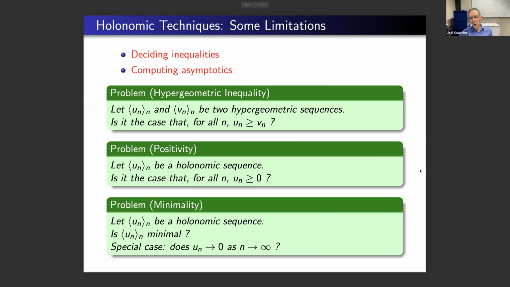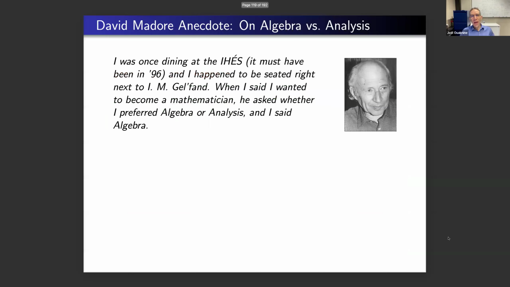And the third problem is the so-called minimality problem. I've not yet defined minimality. I will in a second, but just humor me for the time being. Let again u_n be a holonomic sequence, and now I ask, is it minimal? And as a special case, does u_n tend to zero as n tends to infinity? So again, this is an asymptotic type question you might ask. Now, all these questions have a distinctly analytic flavor, as opposed to what we've been doing until now, which had a real algebraic flavor.